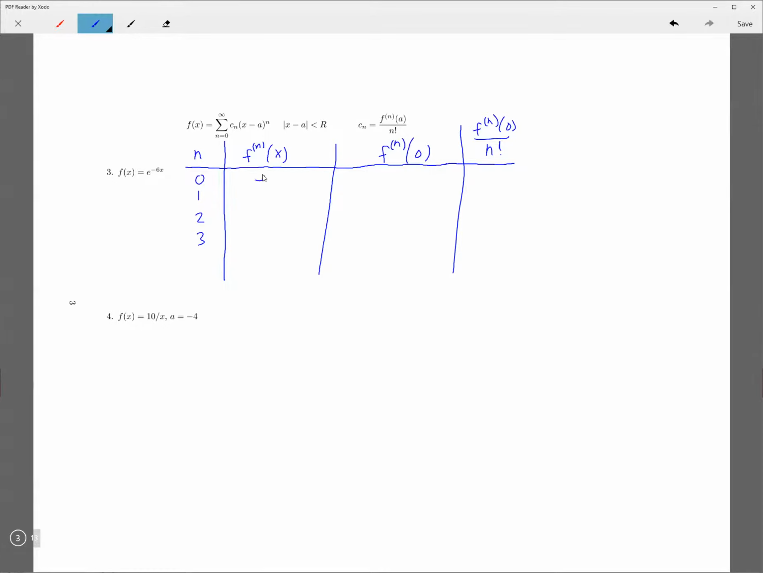Okay, so the first one is just itself, so that's e to the -6x. And if you plug in a 0, what do you get? 1.